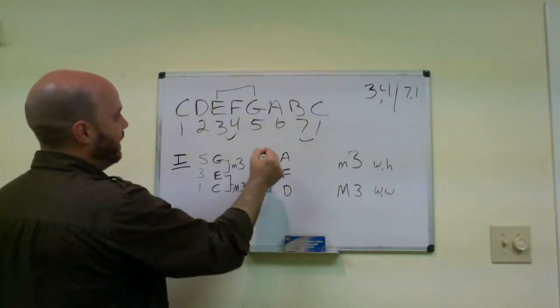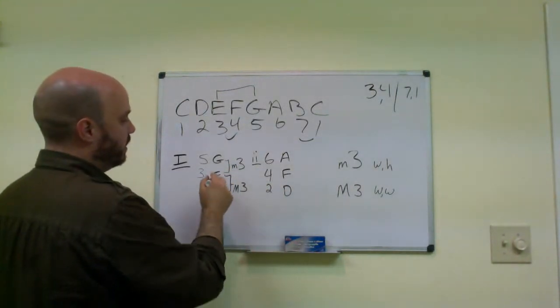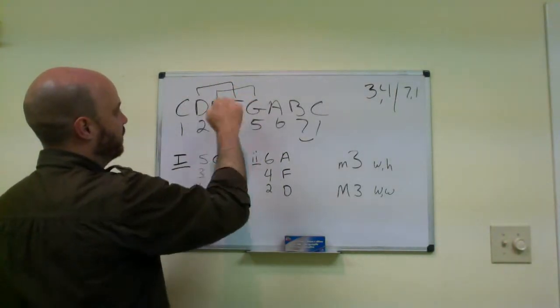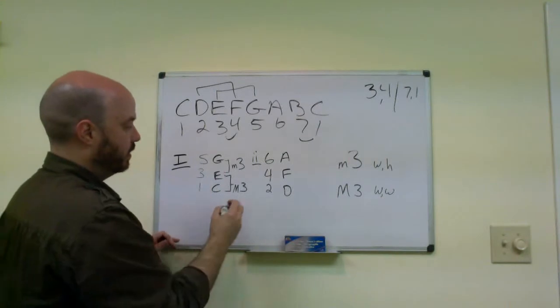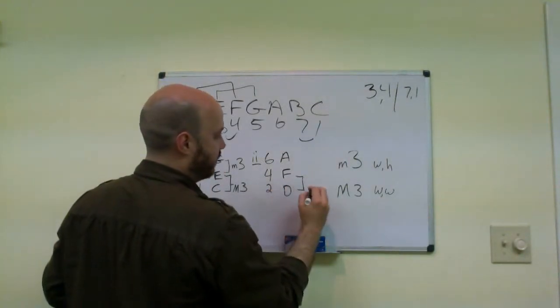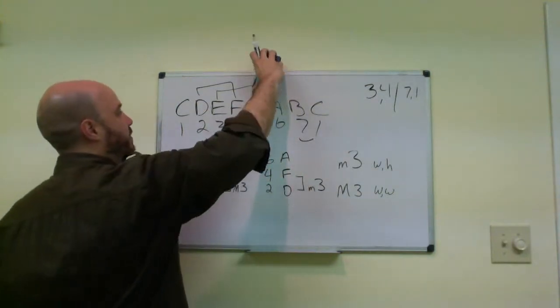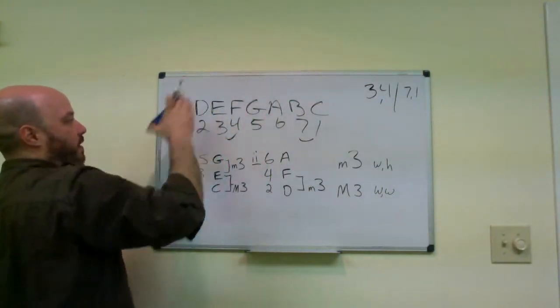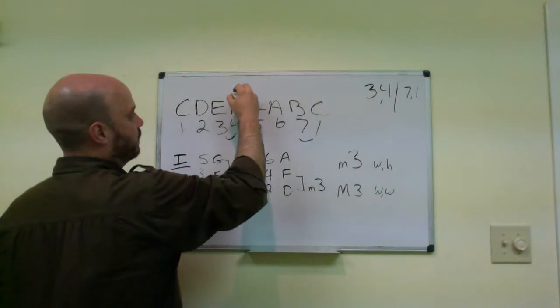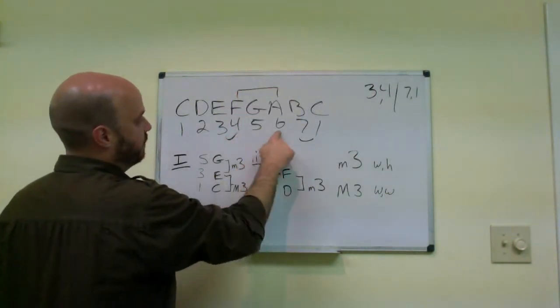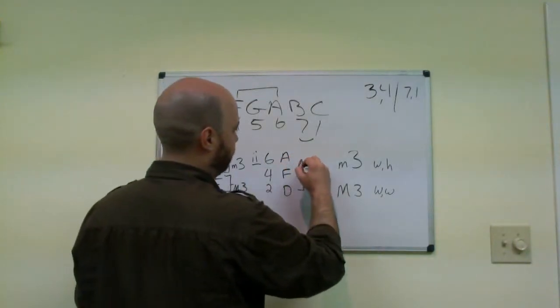Now if we go D to F, right, we've crossed over the same interval, this E to F. So D to F has this half step in it. So that means this is a minor third. Now if we go from F to A, whole step, whole step. So that's a major third.